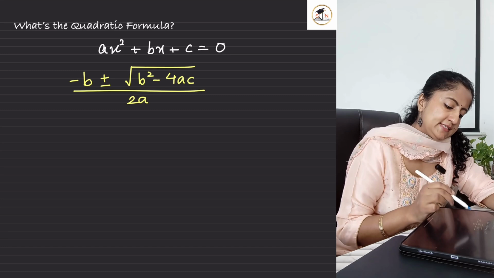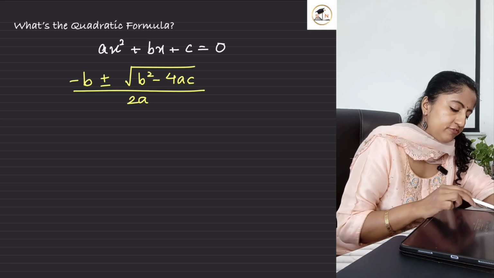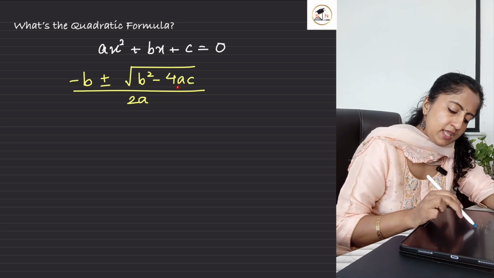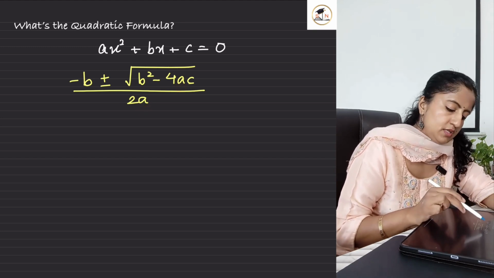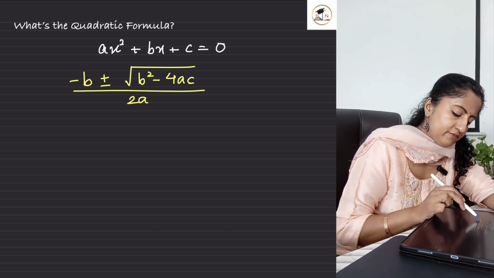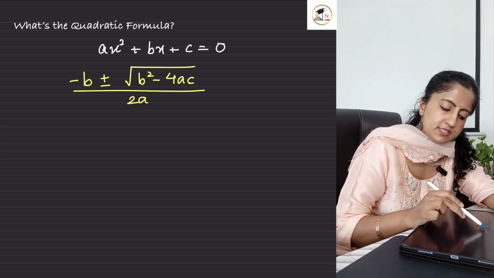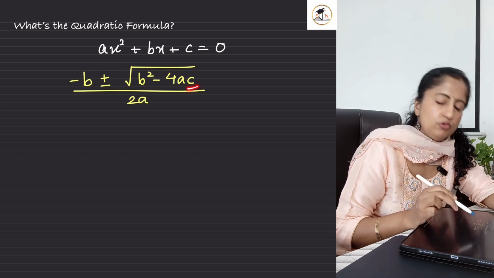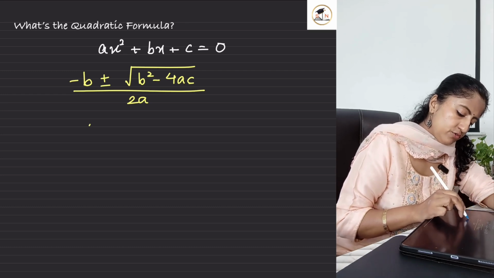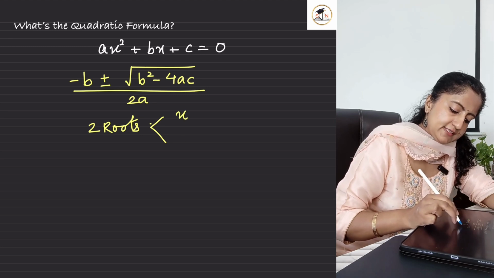Now, what are a, b, and c in the formula? They are the values of the coefficients in the standard form. We had a in ax square. That is the same a that exists in the root and in the denominator. Then we had the coefficient b for x. That is the same b that we have in the formula as minus b and in b square. And the constant c is the same c in the root also. This formula is going to give you two roots, that is, two values of x.